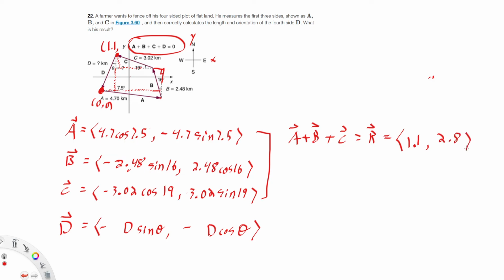Was there a question? Since this is not like a triangle, we don't have to do the square root of a squared plus b squared. Since it's four sides, we can just add the x's and then add all the y's.